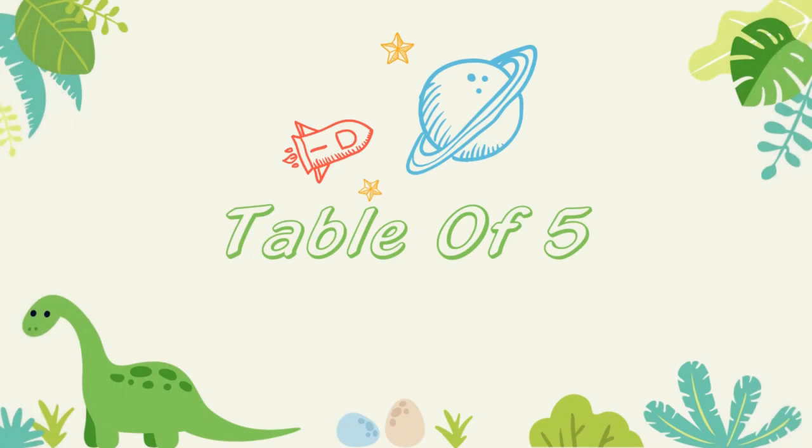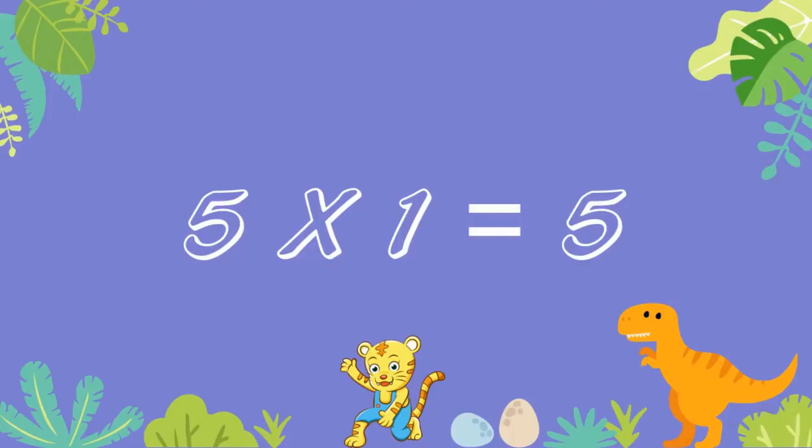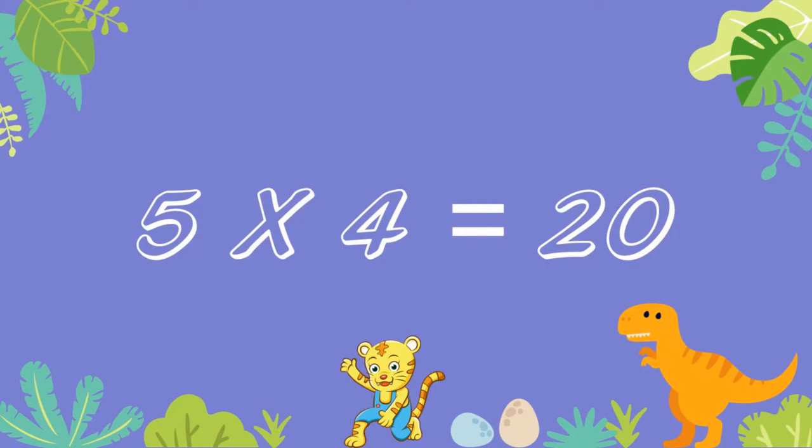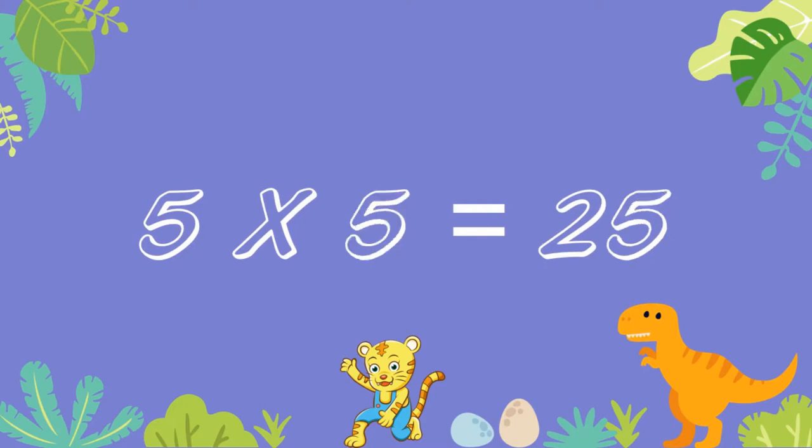Table of 5. 5 ones are 5. 5 twos are 10. 5 threes are 15. 5 fours are 20. 5 fives are 25.